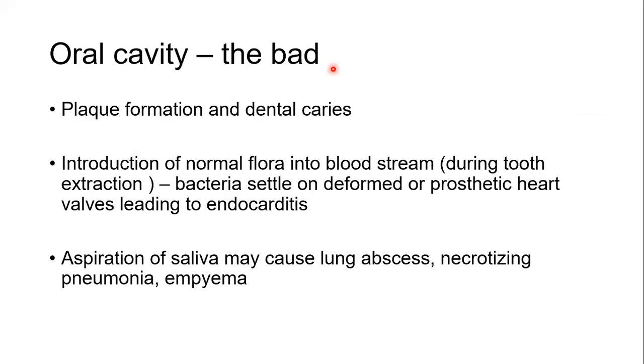So what is the bad in terms of the oral cavity normal flora? We said Strep mutans is associated with plaque formation and dental caries. And what happens particularly with the dental aspects of it is that during some procedures, for example, tooth extraction, you can have dislocation or introduction of the normal flora into the bloodstream.